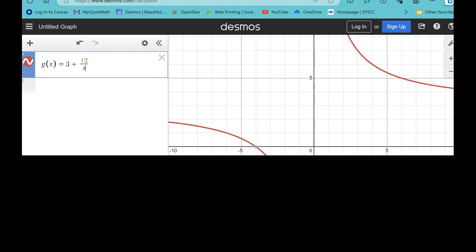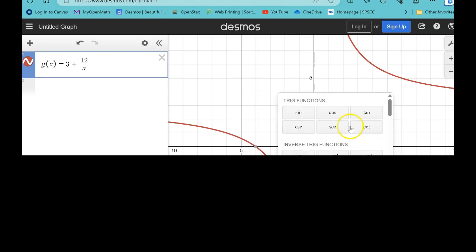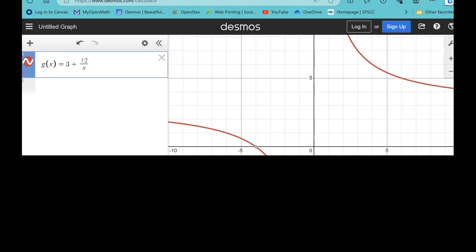If you have any trouble finding, for example, your fraction bar, you can come in here. It has some pre-formatted stuff for you, so the division would give you that. Functions will find your trig functions and other things, so play around if you're not comfortable with Desmos. It's wonderful and it's free.